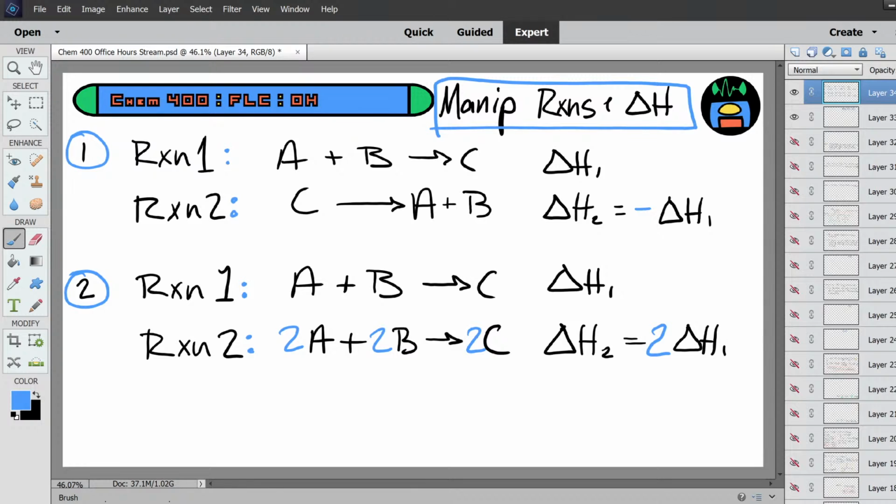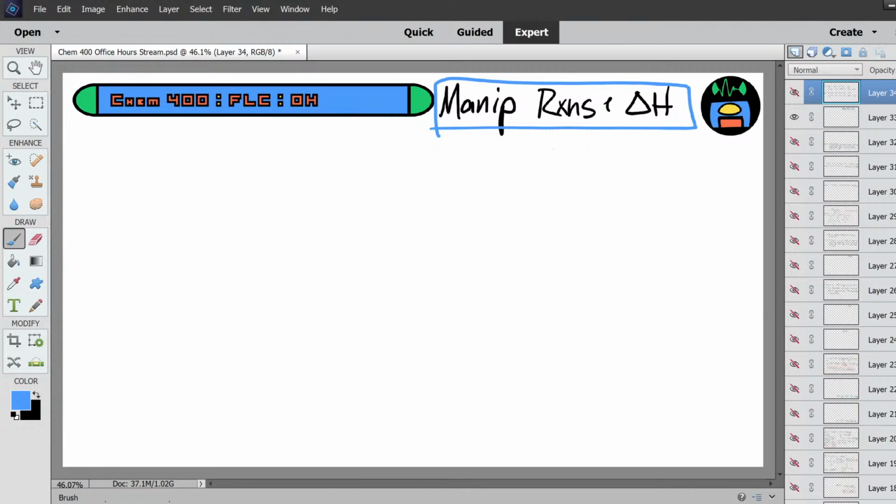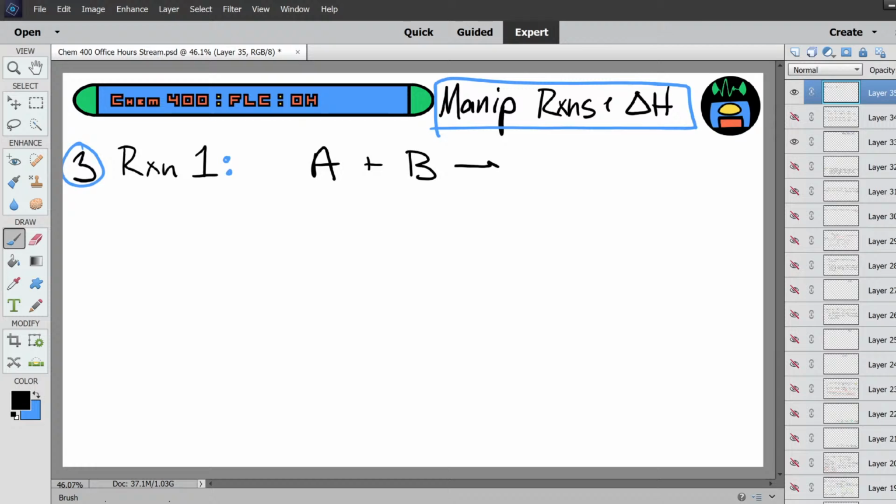All right. There's one last relationship we need to cover. Let's say that you have reaction 1. This is the third and final, and this one you'll use every time. Let's say we have a reaction where A reacts with B to produce C. We've got delta H1.